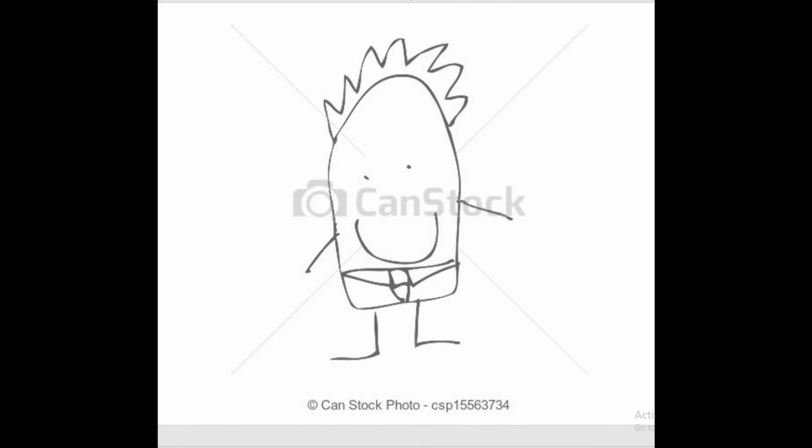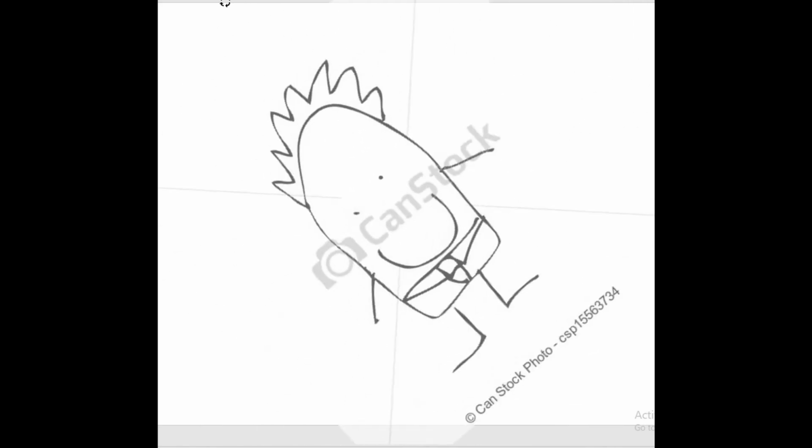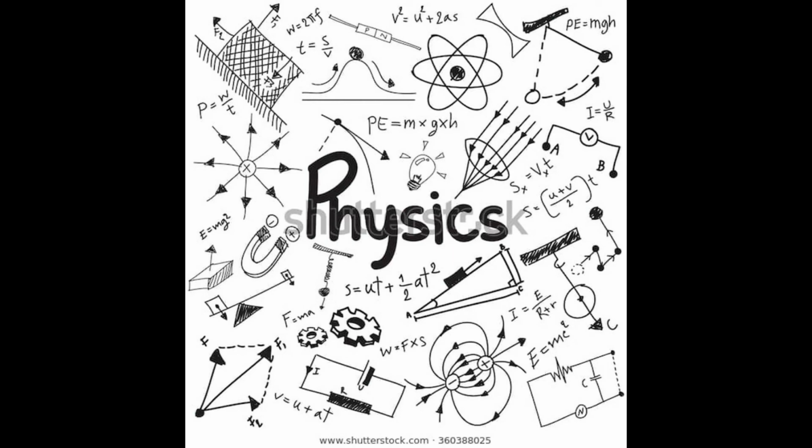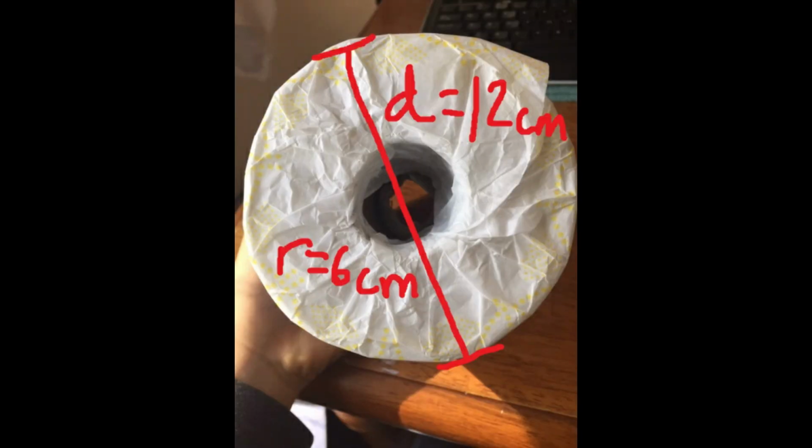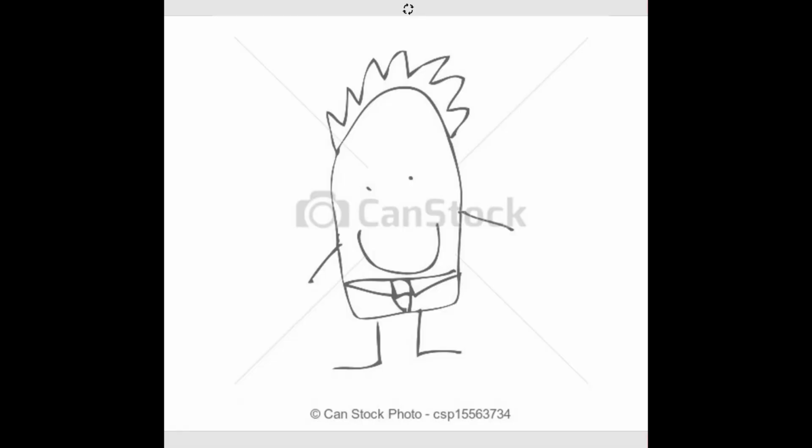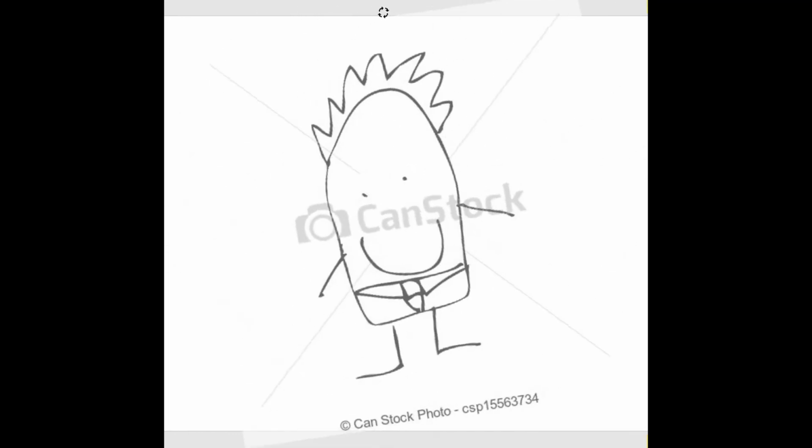So, that brings me to my idea. I want to know more about toilet paper. Well, what do you mean by that? Well, I want to use physics to figure out more about toilet paper. Specifically, I want to figure out the moment of inertia of this toilet paper roll without using mass. How exactly are you going to find the moment of inertia without using mass?